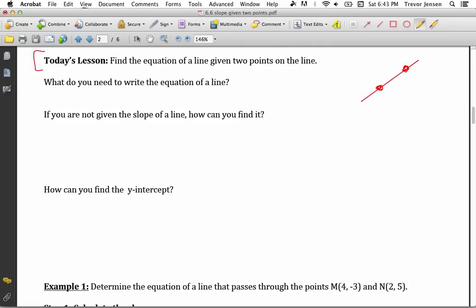What do you need to write the equation of a line? Well, we've talked about that. You need the slope and the y-intercept. So you need the m and the b value. The slope is the m value. The y-intercept is the b value. If you're not given the slope of a line, how can you find it?